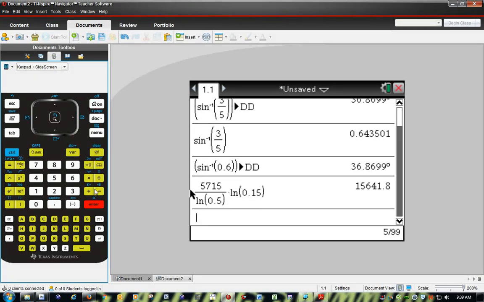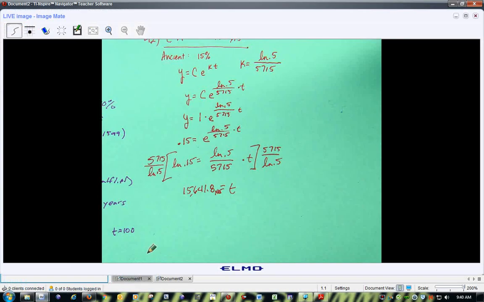So I got my time. If the assumptions are correct, then that piece of charcoal is 15,641.8 years old.